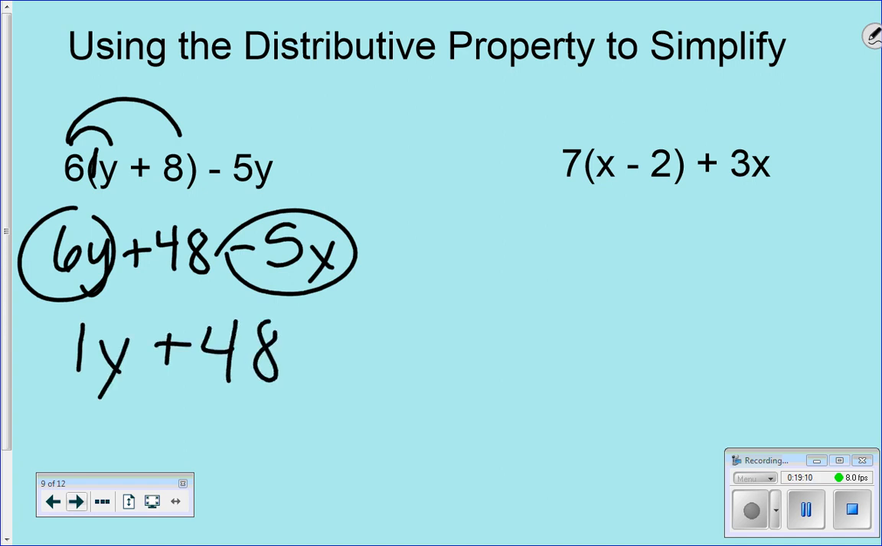Okay, do the other one by yourself and don't say it out loud. Y plus 48 would also work. That one. Okay, zip your lip.